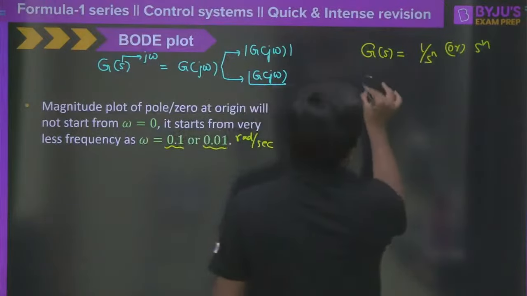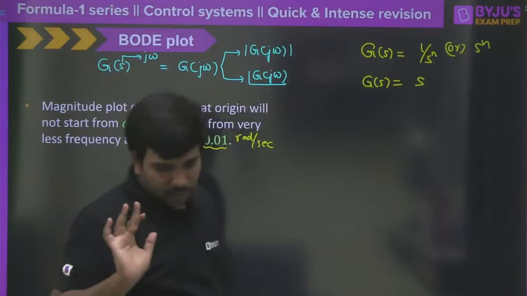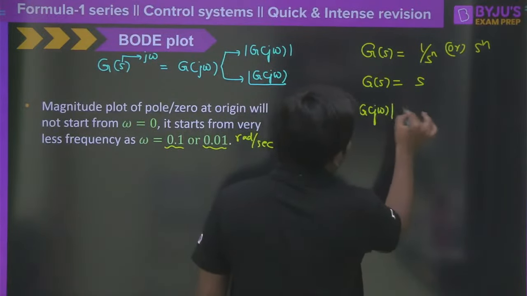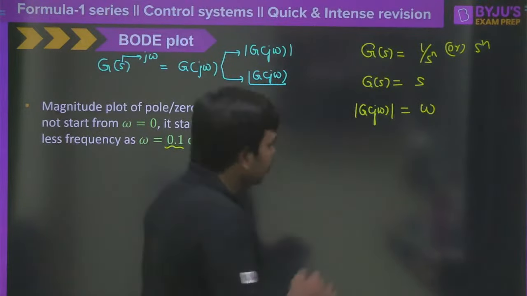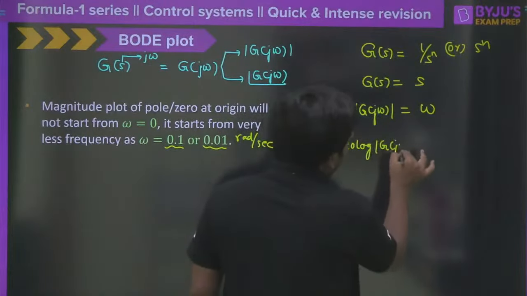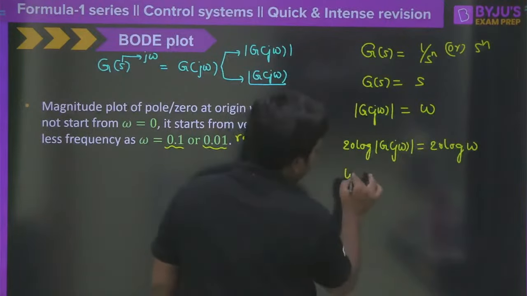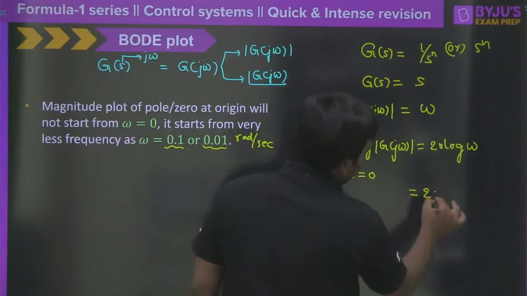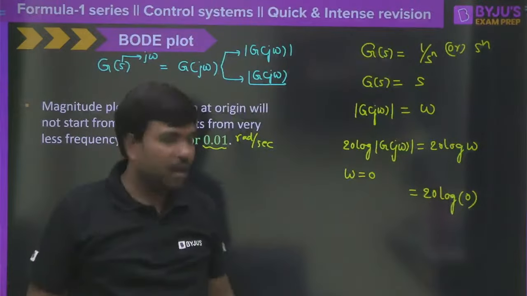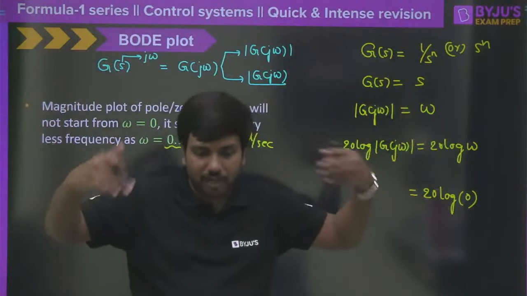Suppose let us say we have G of s here equal to s. Assume that s, right? So the problem with this is the magnitude. If you look at the magnitude of G of j omega, what are you going to have? You will simply have omega, correct? So if I take magnitude in dB, the 20 log of modulus of G of j omega will become 20 log omega. Very happy about it. But if I say omega equal to 0, what are you going to have here? It will become 20 log of 0, correct? 20 log of 0 may be a very, very high value, right? And this value we cannot keep in the plot. Such a high value we cannot keep in the plot.